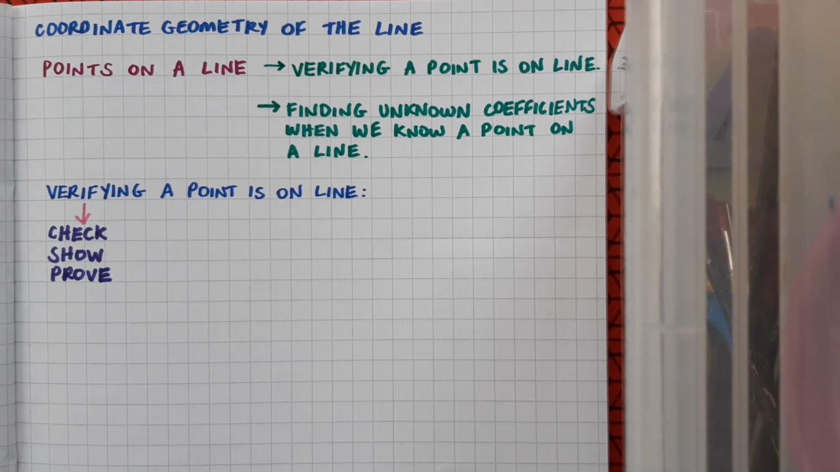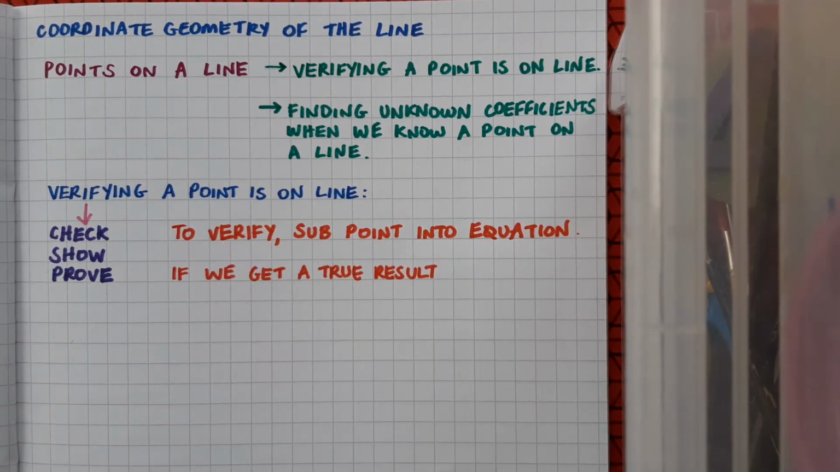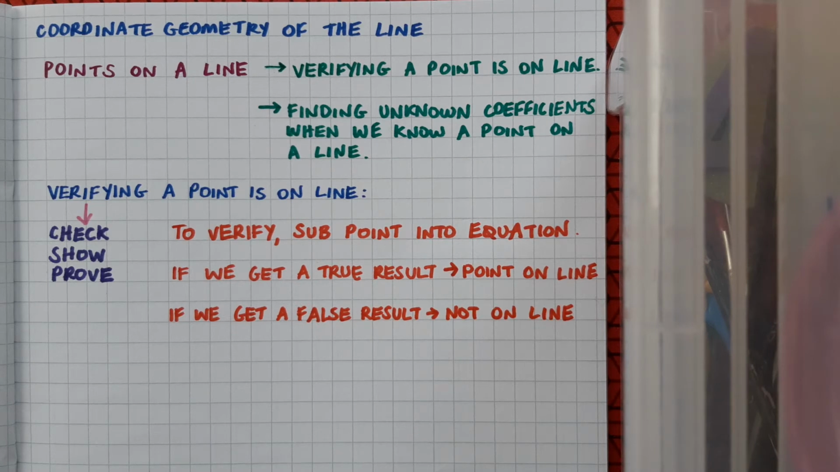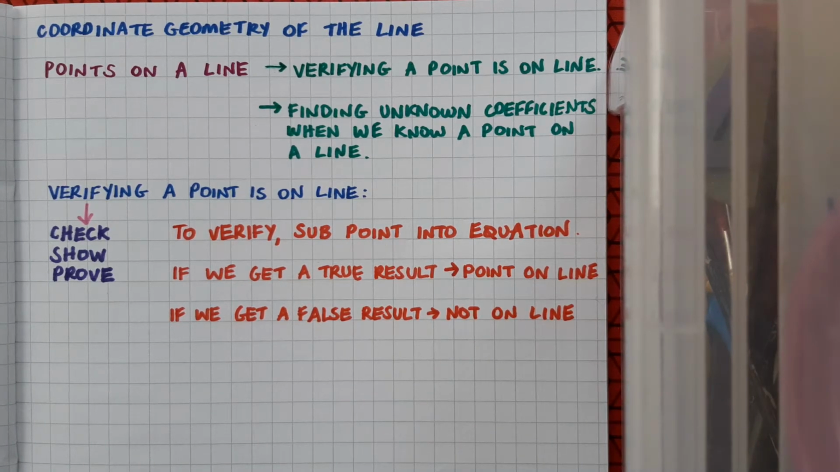And our method for all of them is simply going to be to take the point we're given and sub it into the equation of the line. And there's a couple of different outcomes that can occur as a result of this. We can get a true result, and if we get a true result, that tells us the point is on the line. And if we get a false result, the point is not on the line. So let's look at an example now to see what I mean by this.